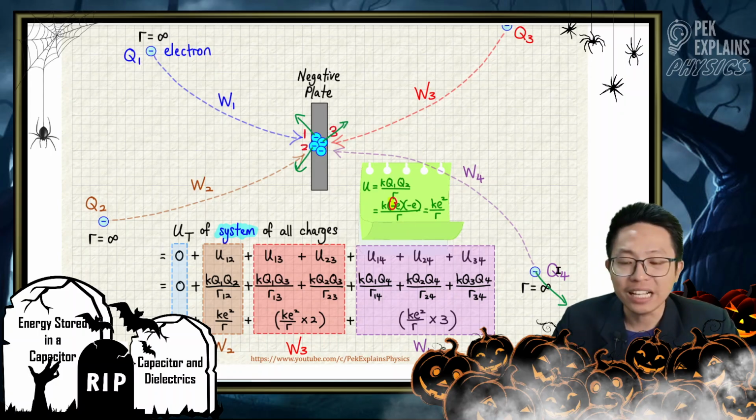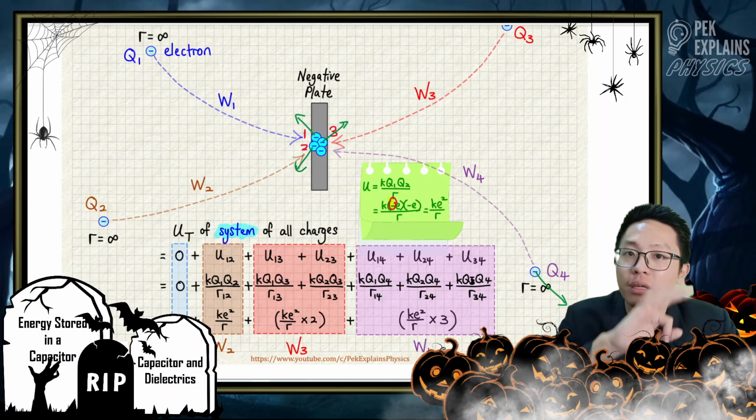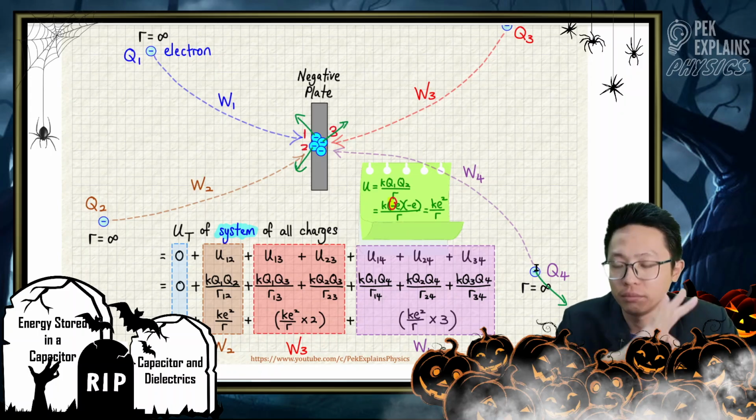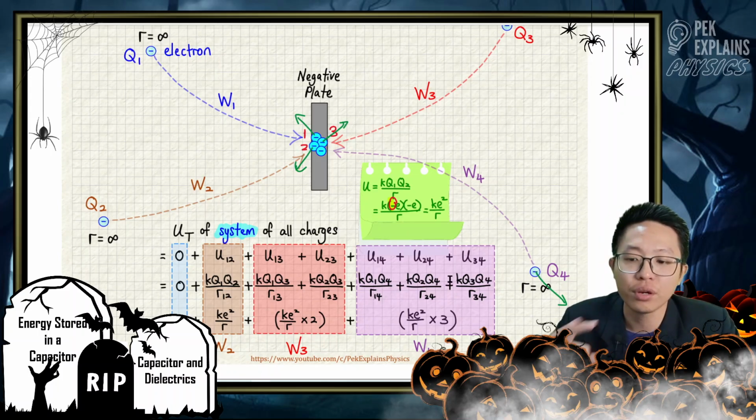So for work 4, charge 1 interacts with 4, charge 2 interacts with 4, and charge 3 also interacts with 4. We have U14, U24, U34. Q4 is being repelled by 3 charges. So you have 3 work done here. You see that? 3 work done here.